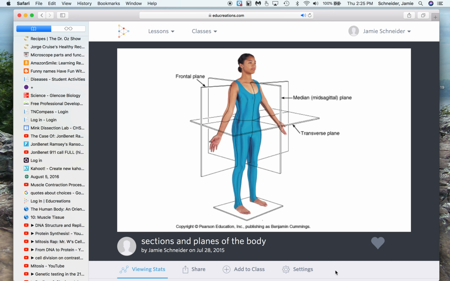The next section is not shown in this picture with the planes already drawn, so I'm going to draw it. It's called an oblique section or plane, and it is a diagonal, so it actually is in two planes. So anytime you take a diagonal cut into an organ or a body, it's called an oblique section or plane.